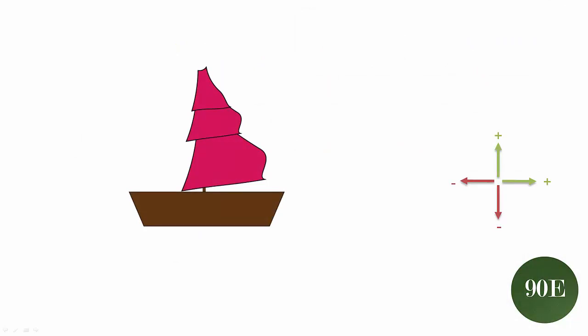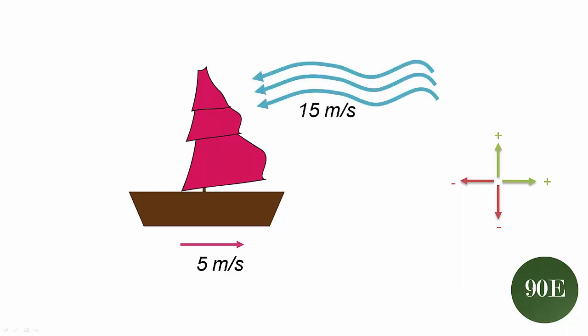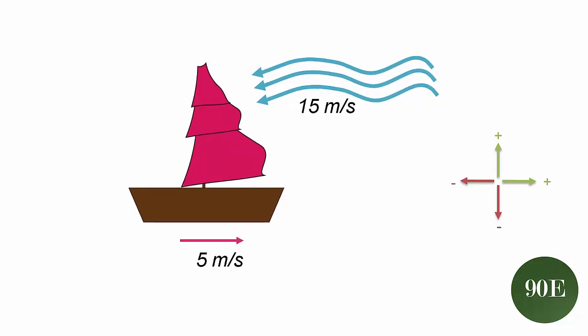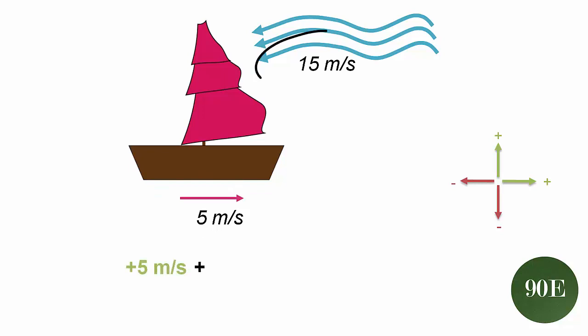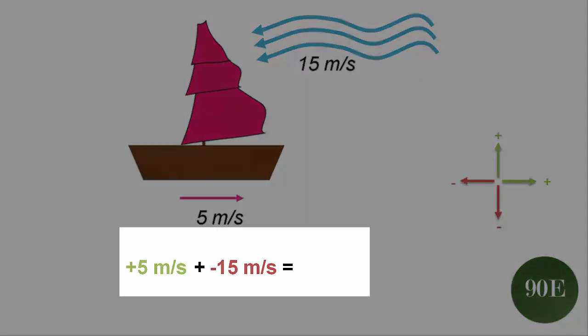Okay, let's do a couple more examples. Say you had this boat. This boat is trying to move forward at a velocity of 5 meters per second. When it hits some wind and the wind is pushing backwards at a velocity of 15 meters per second, what would be the resultant velocity? Well, the 5 meters per second here is to the right, which means it must be a positive 5 meters per second. The 15 meters per second is to the left, which must mean it's a negative 15 meters per second. Now we just do the simple maths.